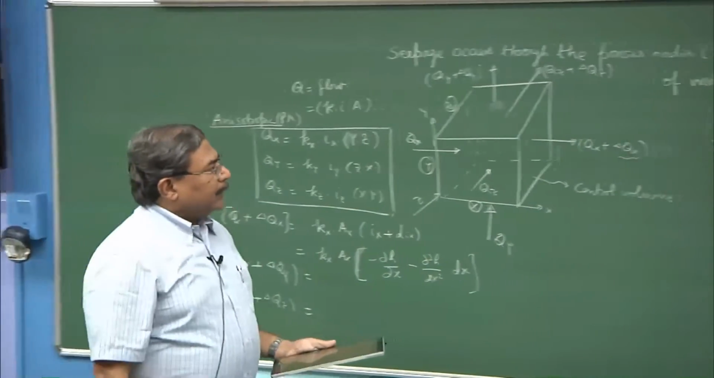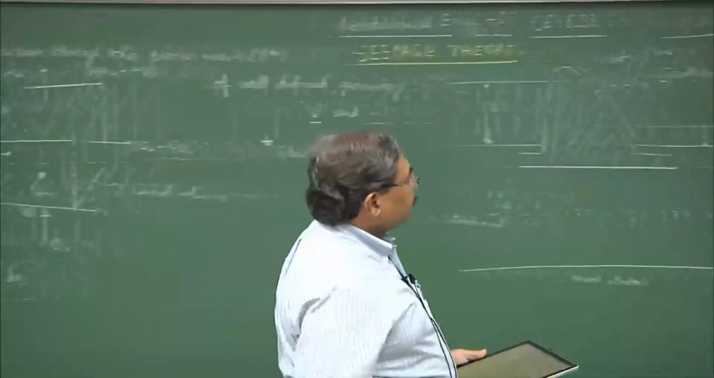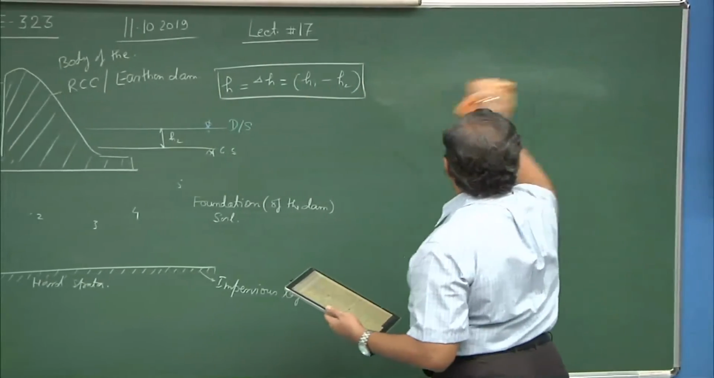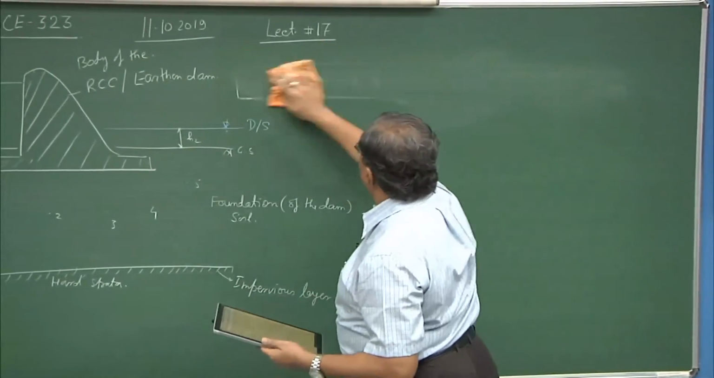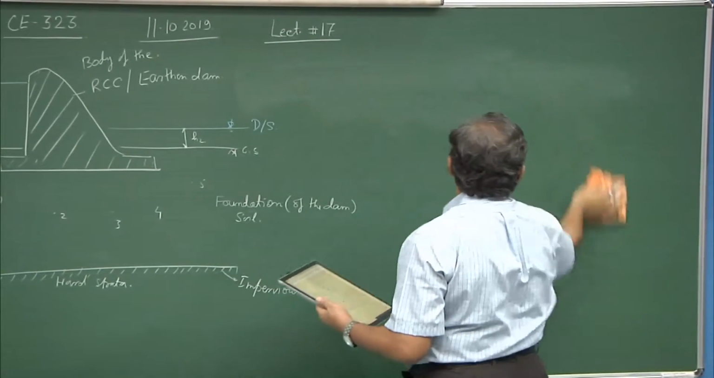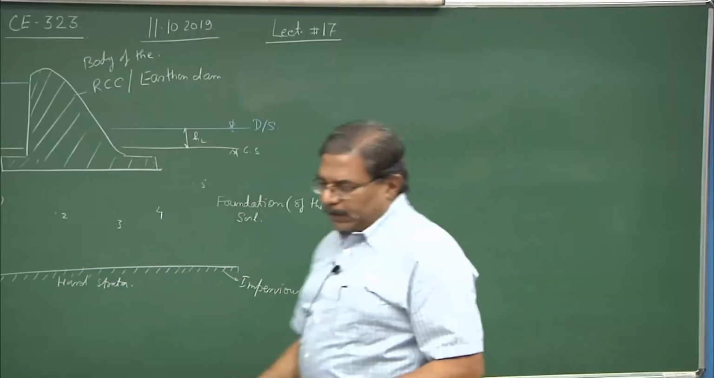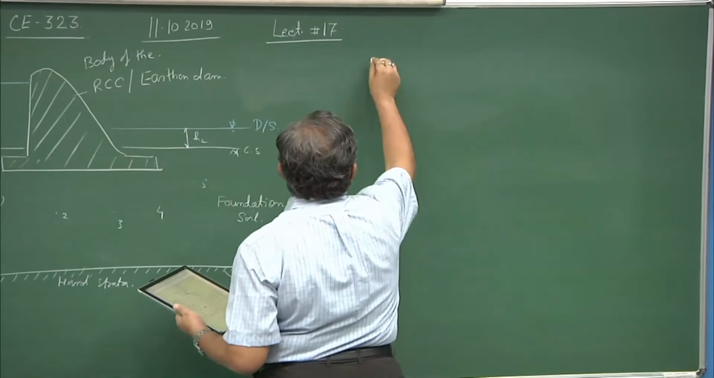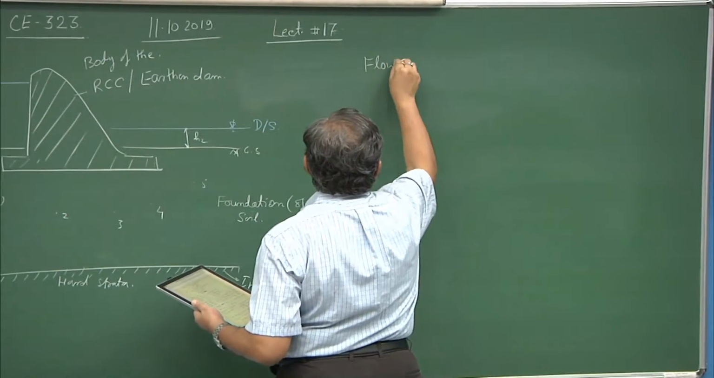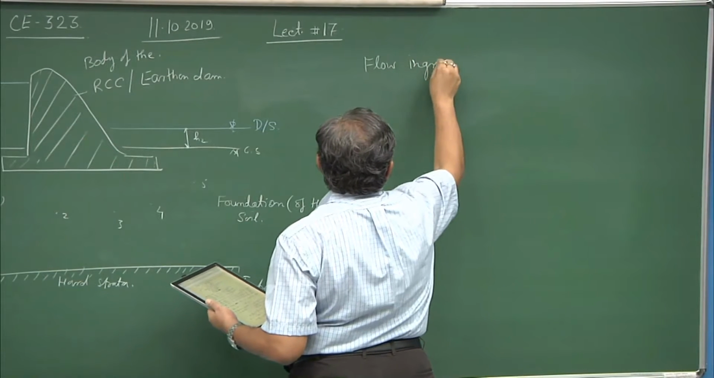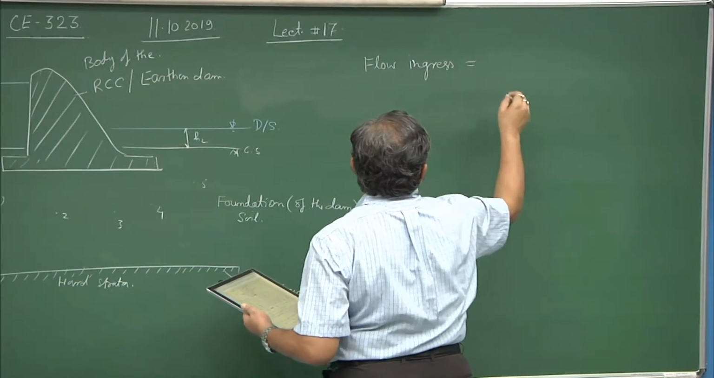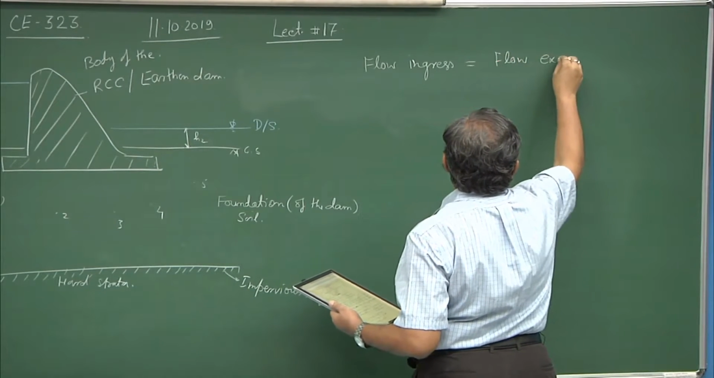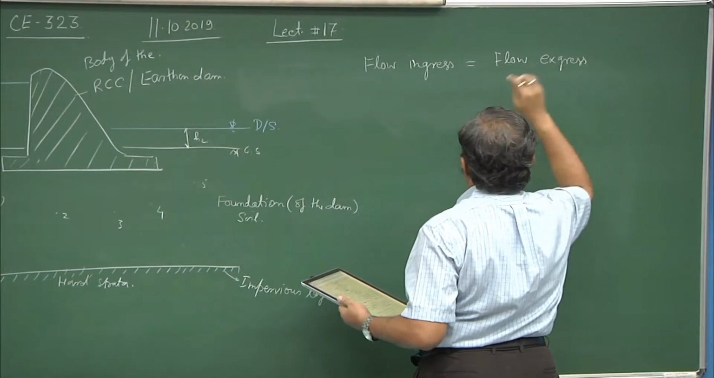Now, if I use the continuity equation, I can say that the total discharge which is passing through the system is flow ingress is equal to the flow egress. All right.